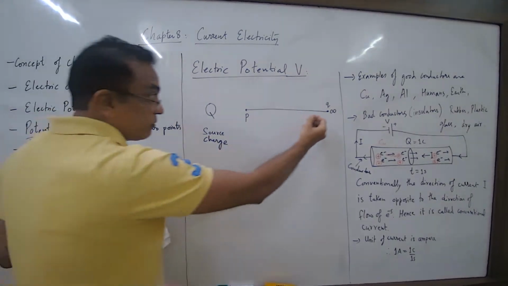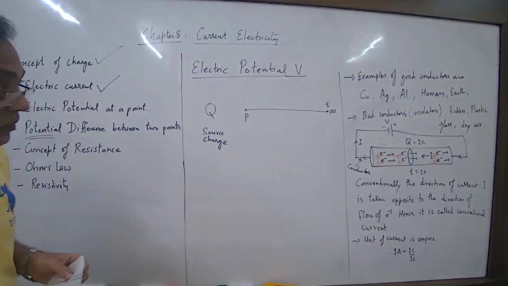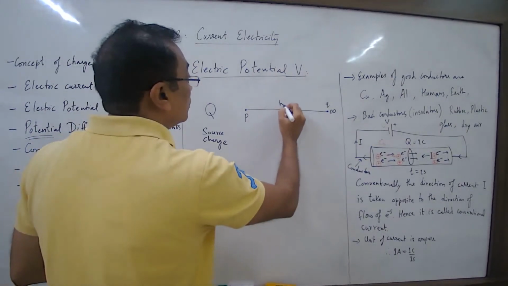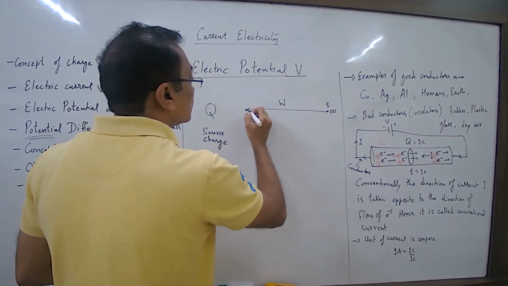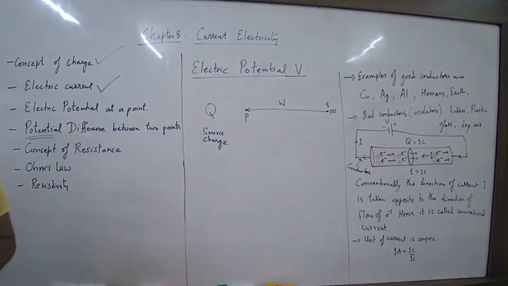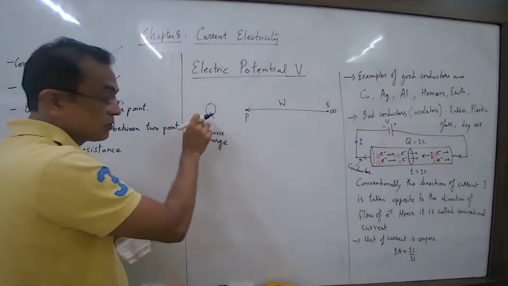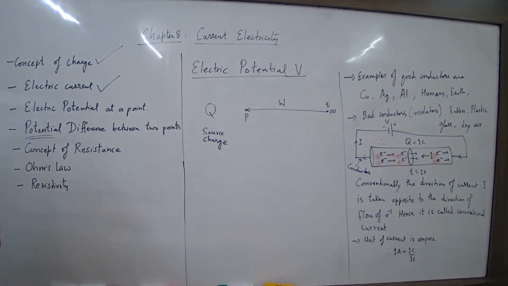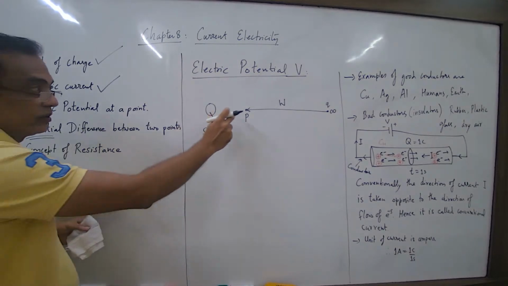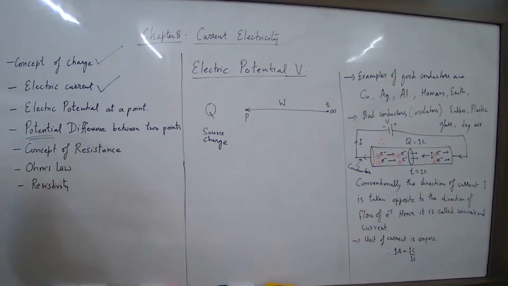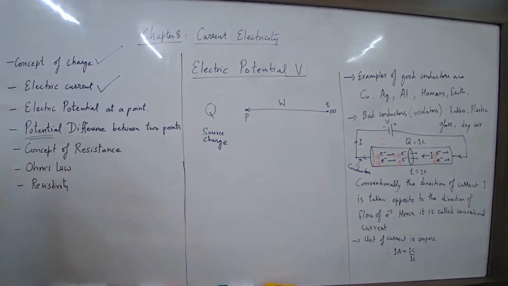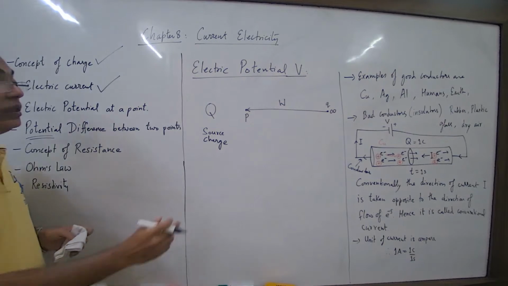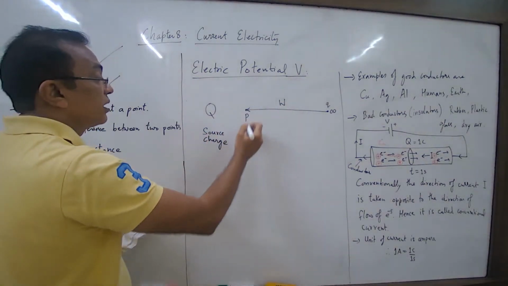So here, whatever work I am doing, let's say I do the work W in bringing this charge from here to here. Whatever is the work done against this force of repulsion, that work is stored into it as its electrical potential energy at this point. Whose electric potential energy? Q.